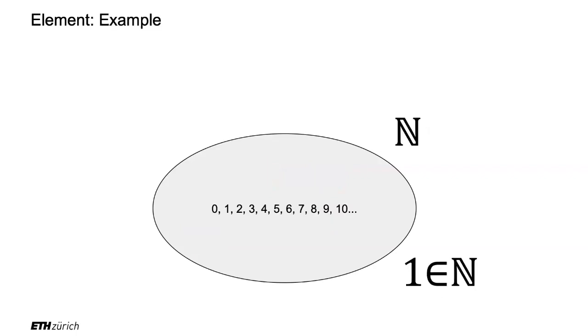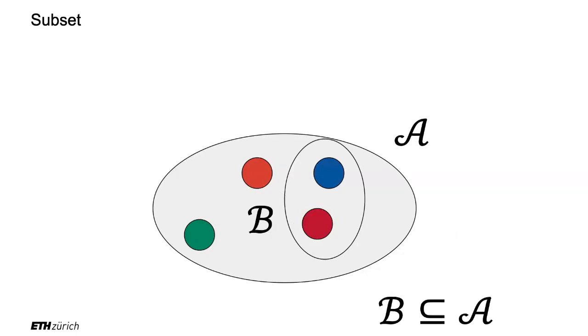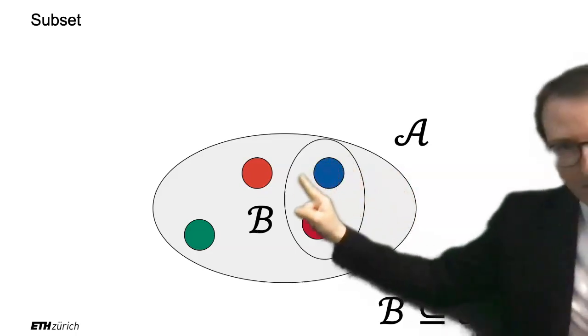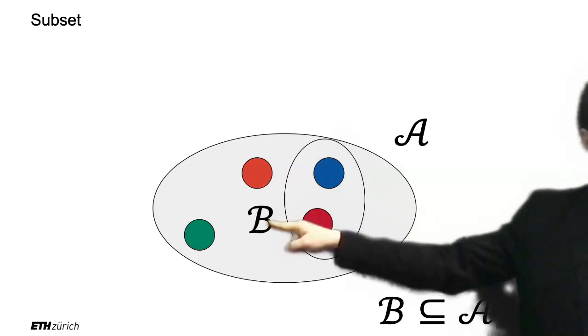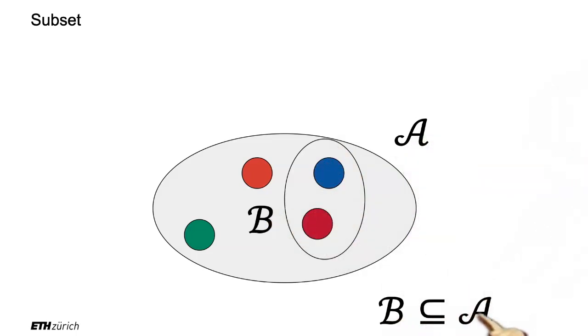All right. So here, for example, we say that 1 is an element of N, of the set N. Foo here, the string foo, is an element of this set. Okay. Then we have another relationship between two sets that says that a set is a subset of another set. We say that we have a subset when visually it looks like this, right? It's included. It's an inclusion relationship. So it means that if you have something that's a member of B, then it is also a member of A, right? There is this implication.